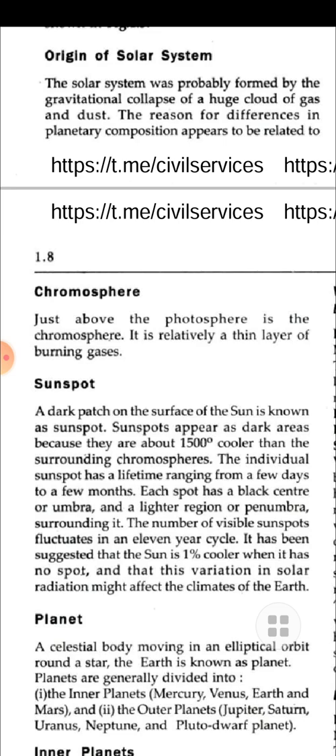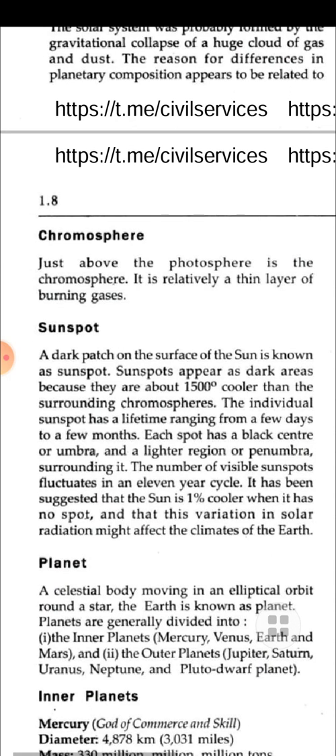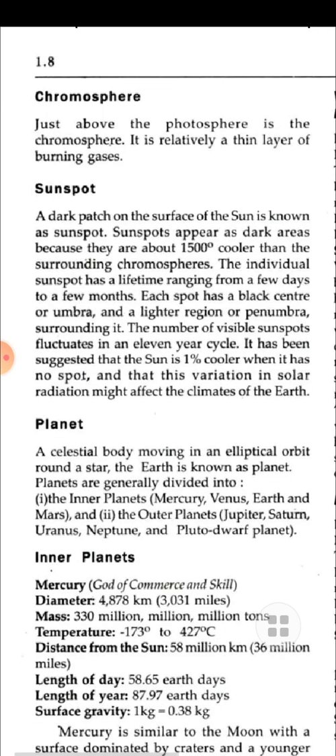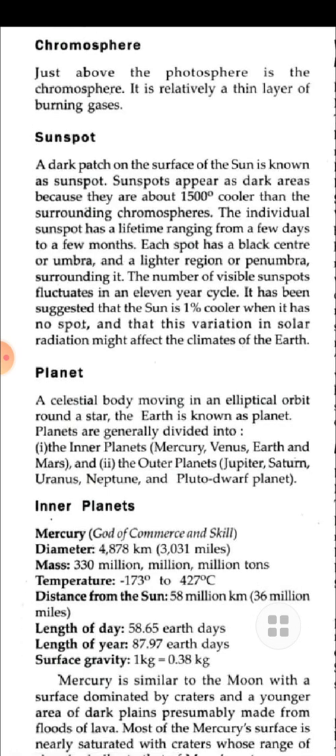The number of visible sunspots fluctuates in an 11-year cycle. It has been suggested that the Sun is 1% cooler when it has no spots, and that this variation in solar radiation might affect the climate of the Earth. Planet. A celestial body moving in an elliptical orbit around a star, like the Earth, is known as a planet. Planets are generally divided into inner planets Mercury, Venus, Earth, and Mars, and outer planets Jupiter, Saturn, Uranus, Neptune, and the dwarf planet called Pluto.